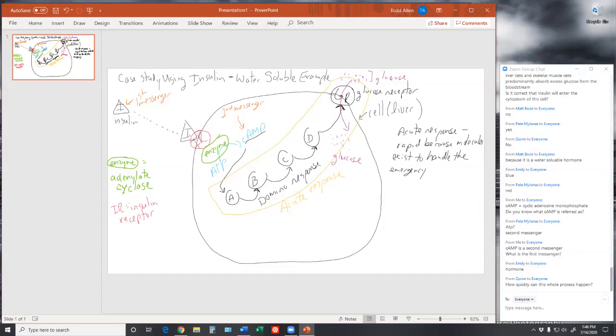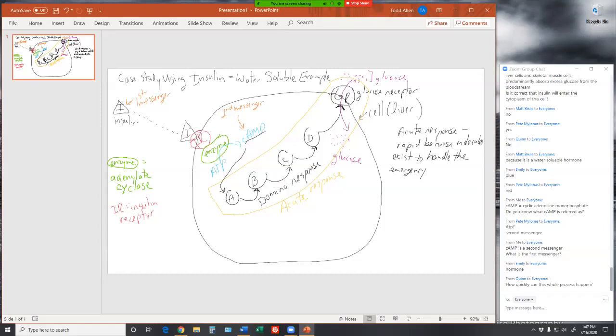Okay, so if we follow the logical chain of events, let me describe it again, because it's worth repeating things if you're having a hard time following. Insulin is placed into the bloodstream because your blood sugar went up because you ate some food. The insulin binds to the insulin receptor on the surface of a cell like a liver cell. That activates an enzyme which takes ATP and builds the second messenger cyclic AMP. That second messenger will then activate a domino response from molecules that are already present in the cell.